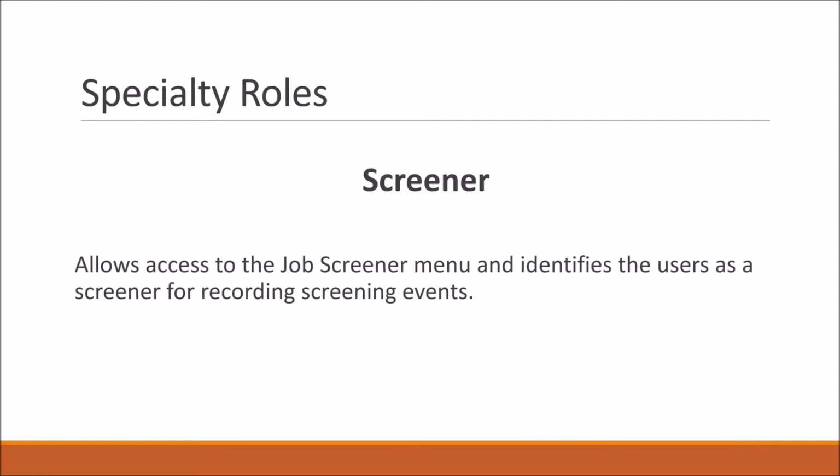Screener. We have a menu item under management for job screening, and this role gives a user access to that job screener menu and identifies a user as a screener, someone who can actually record screening events and enter data on the scale. And it also works in conjunction with those supervisor roles. So if you want someone to screen for classified, they need to have the appropriate job screener role that matches up with your classified interest type.